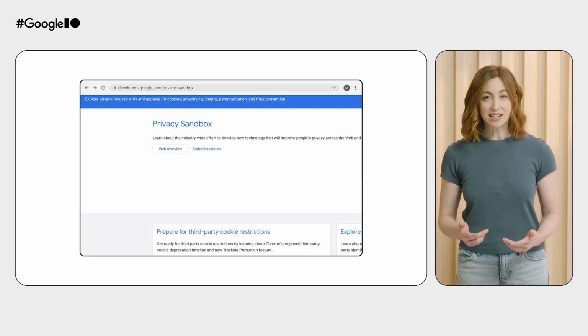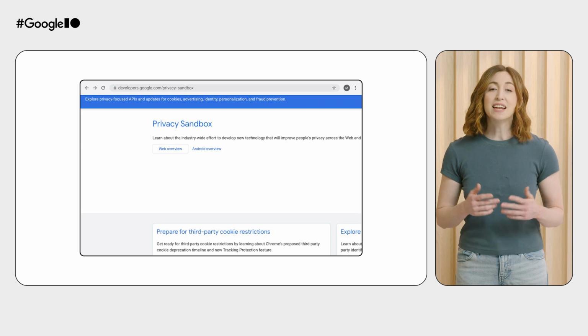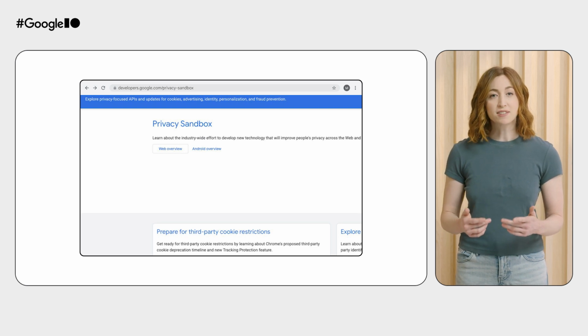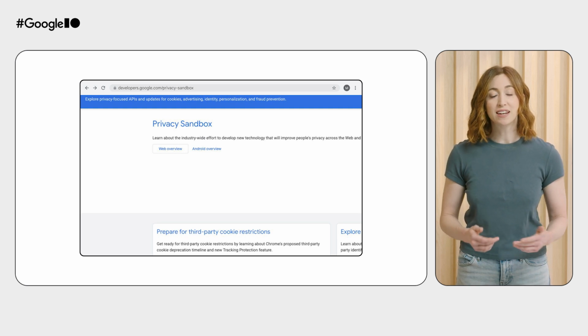Then, get in touch with your ad tech partners about using Privacy Sandbox on Chrome and Android. It's of the utmost importance that our ecosystems move forward together in building these solutions. And the best way to ensure that is to take an active role in advocating for it.